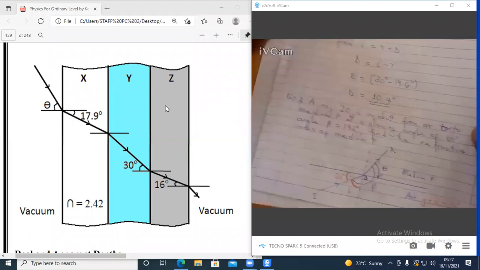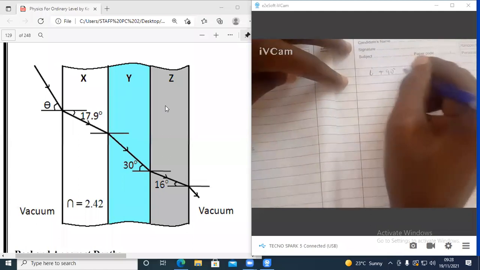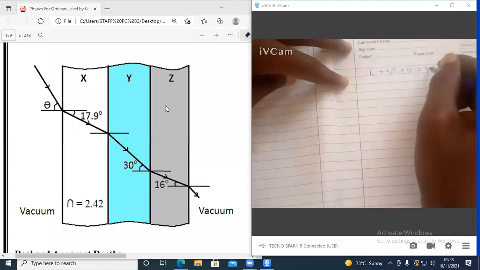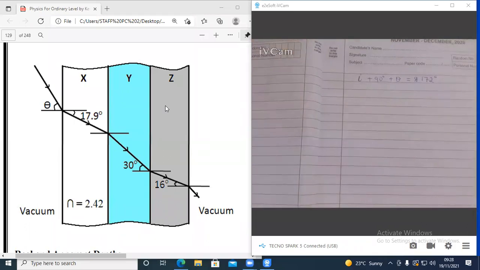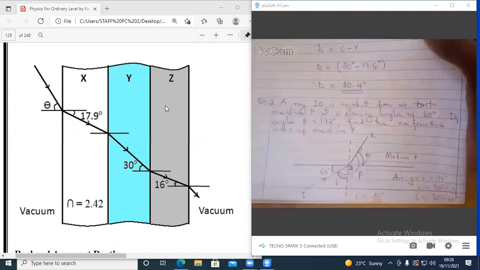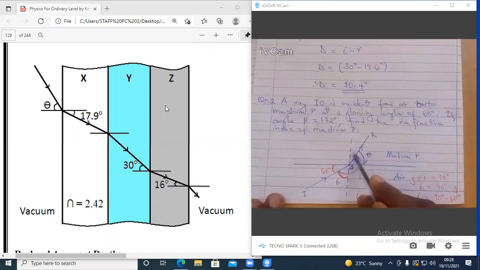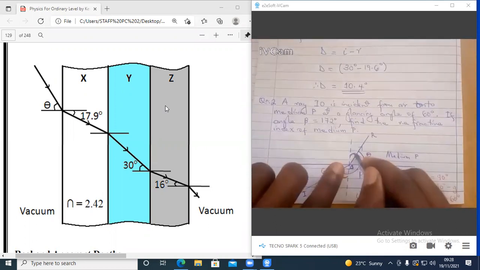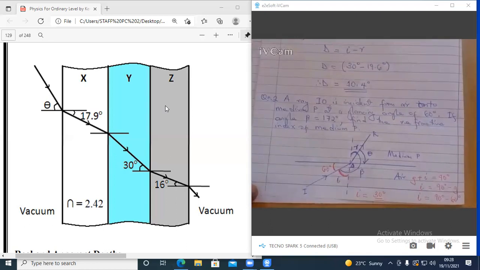172. Good. So we shall say I plus 90 degrees plus theta must give us 172 degrees. Members, have you understood the geometry there? Did you understand the geometry I've used there? Because all of this angle from here to here is 172, but this angle is I, this one is 90 degrees, then this is theta. So once we get theta, we can find this angle, because this angle is the angle of refraction, R. Not so?